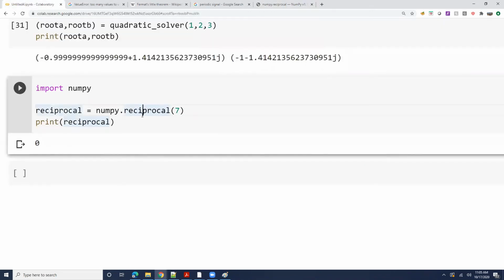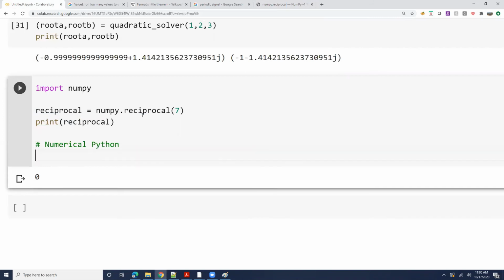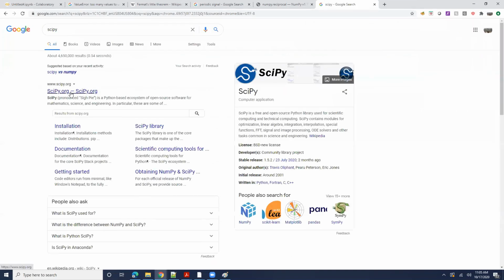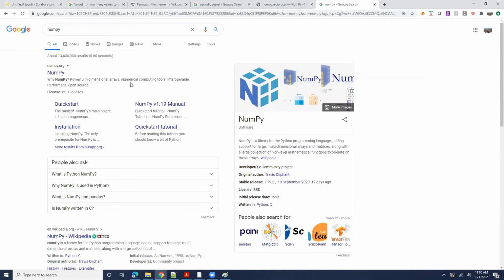NumPy is an acronym for, I think, numerical Python. Yeah, NumPy is numerical Python. I think there used to be at one point SciPy also, scientific Python or scientific calculation Python. So SciPy is basically a collection of functions or modules that can be used to do a lot of interesting scientific calculations. NumPy is a collection of functions that can be used to do a lot of numerical calculations.